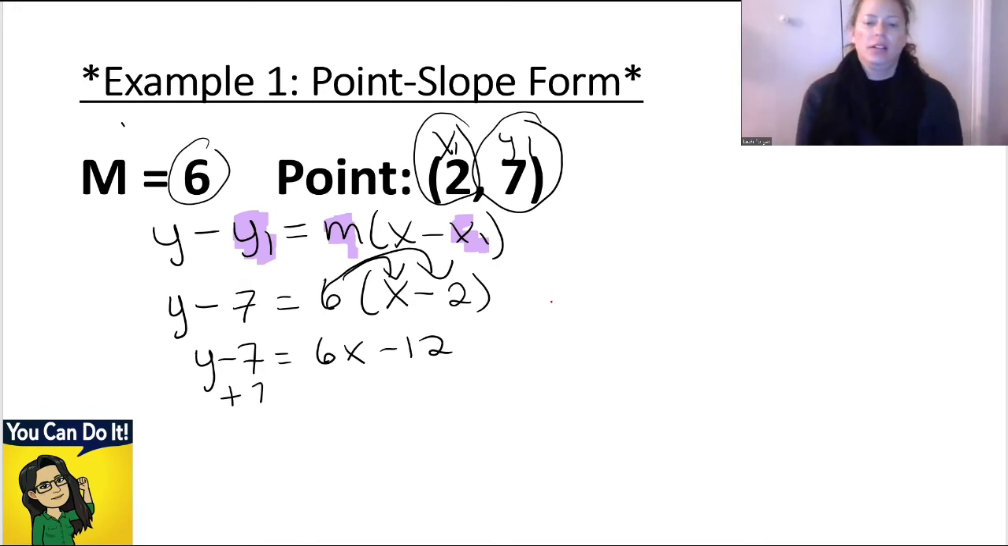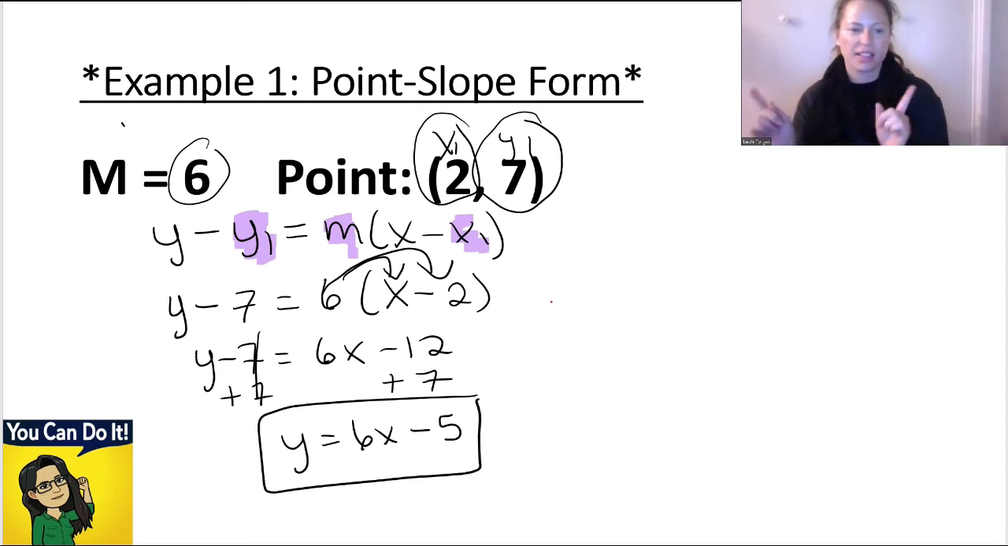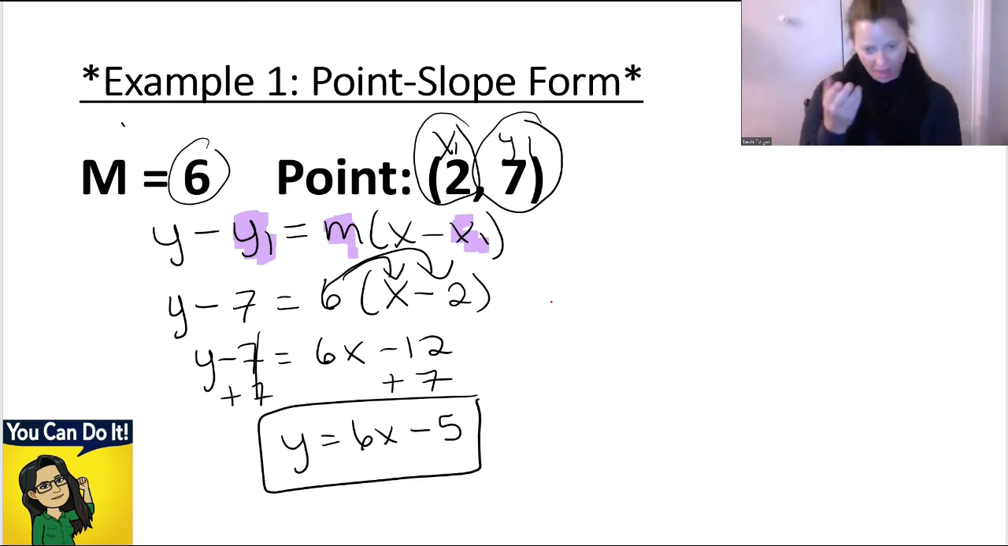Now I need to add 7 on both sides. And as you do these, you'll realize it's the same stuff over and over again. Plug in, simplify, distribute, get y by itself, okay, and simplify. So this will be minus 5. So that is the equation of the line that has that slope of 6 and it has a point of 2, 7 on it. There you go.